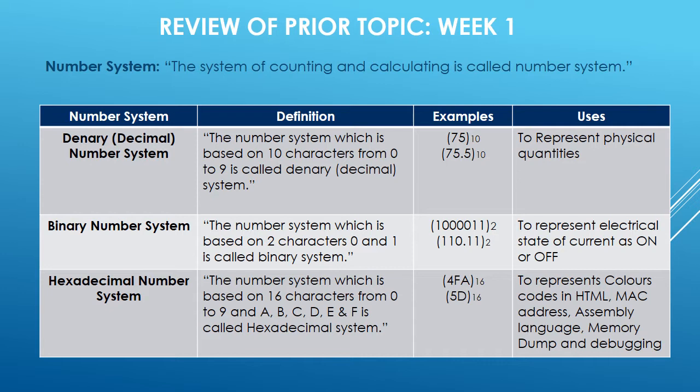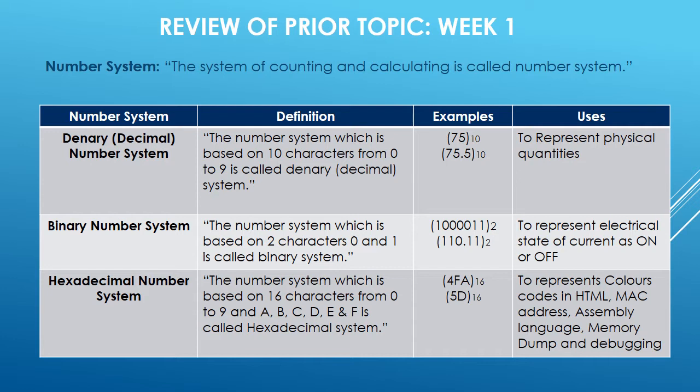Number system. The system of counting and calculating is called number system. Categorically, there are 3 types of number system: denary number system or decimal number system, binary number system, and hexadecimal number system. The number system, which is based on 10 characters from 0 to 9, is called the denary number system or decimal number system. For example, if I say 75 with base 10, that is a denary number system. Similarly, 75.5 with base 10 is also a denary or decimal number system.